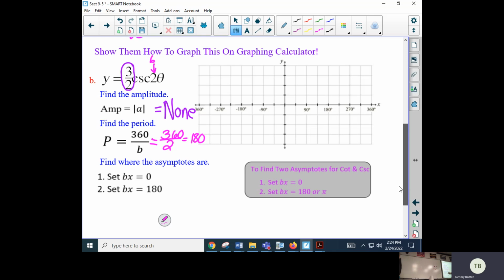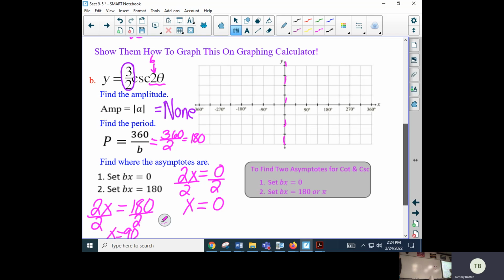And then if you want to look at where the asymptotes would be for this graph, what you can do is just take 2x and set it equal to 0. So you're going to have an asymptote at x equals 0 here. And then you could set 2x equal to 180, divide by 2, and x is 90. So you're going to have an asymptote here. Okay?